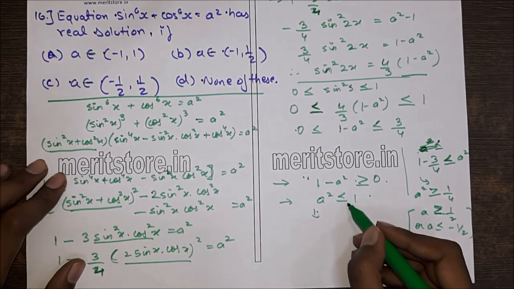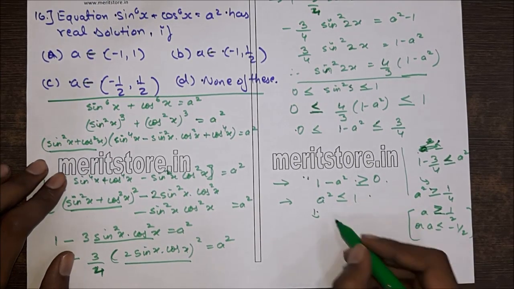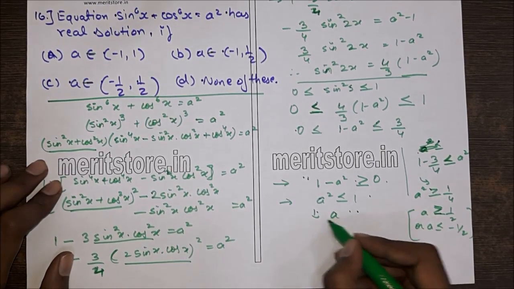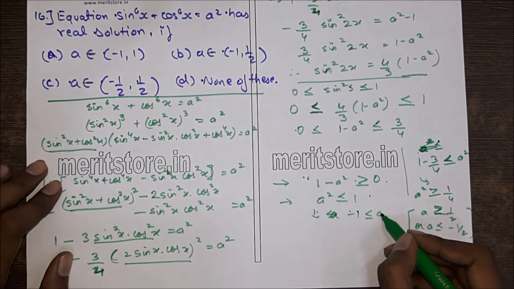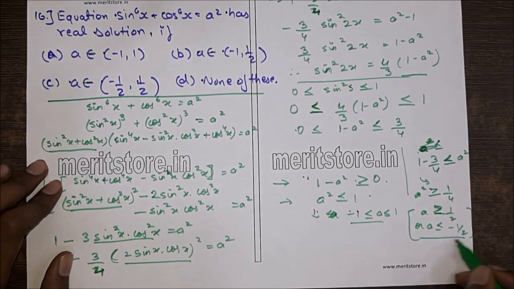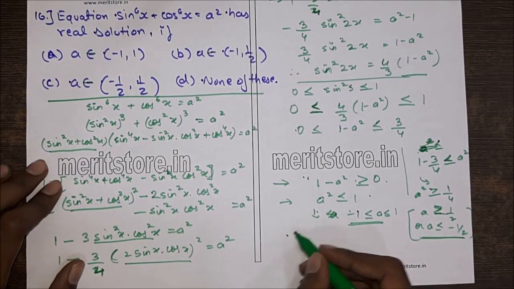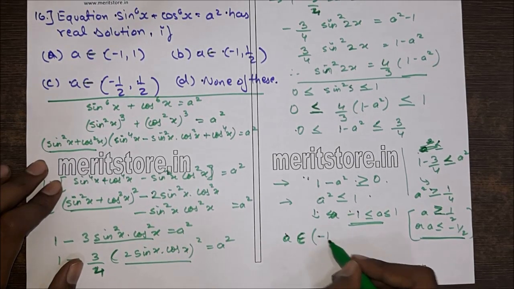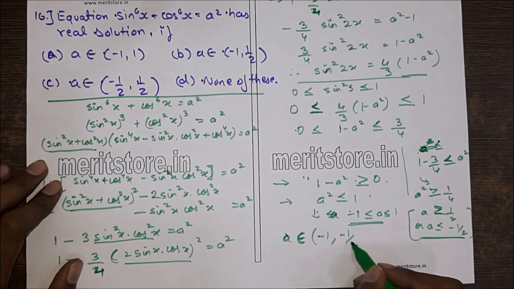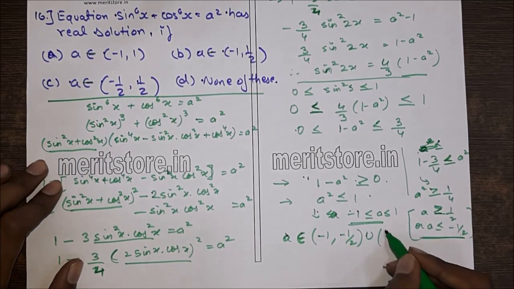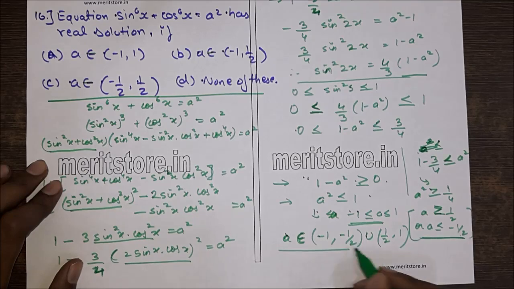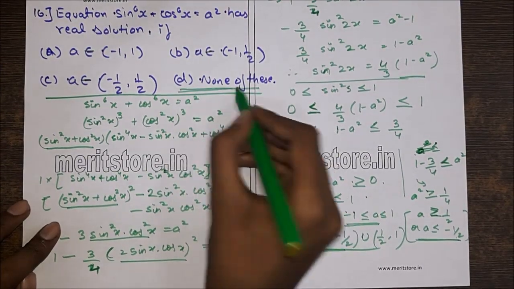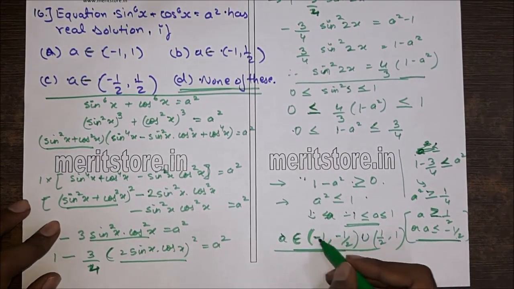So a lies between minus 1 and 1. So combining these two relations, we can say a belongs to minus 1 to minus half union half to 1. So the answer is none of these, because there is no mention of this range.